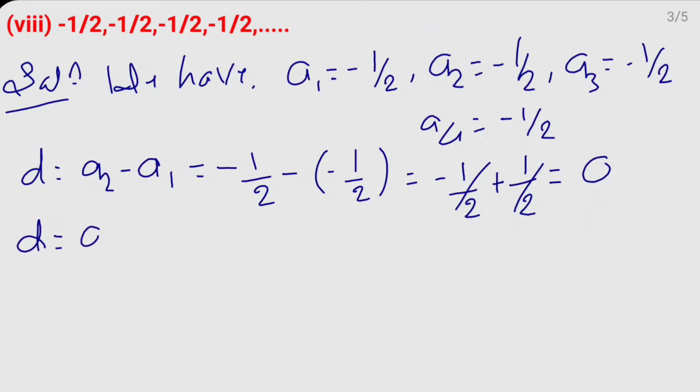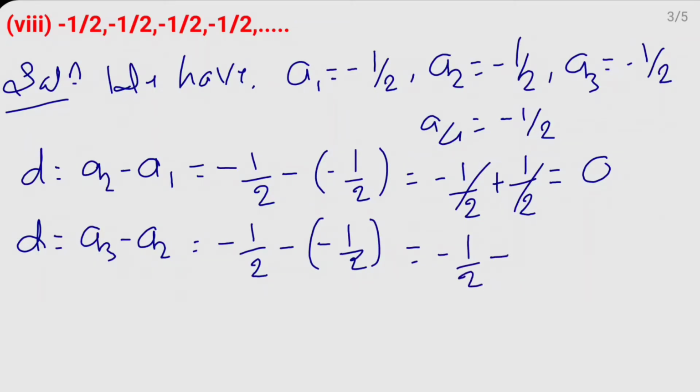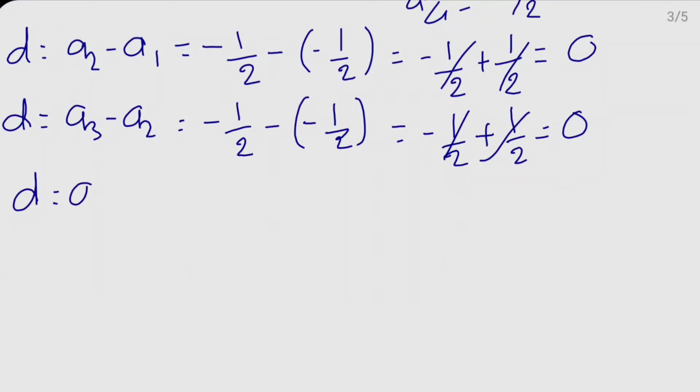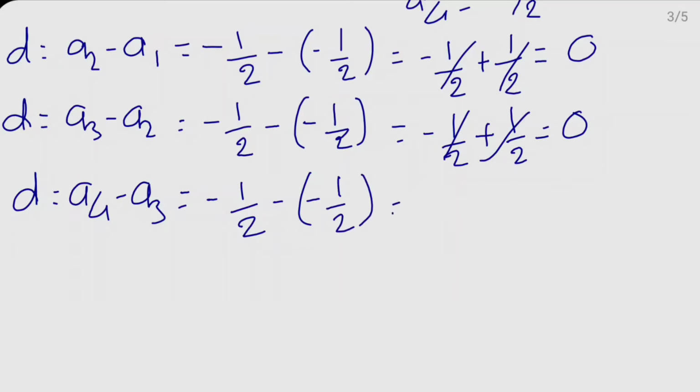Next, D is A3 minus A2. A3 is minus 1 by 2 and minus A2 is minus minus 1 by 2. So these two get cancelled, we got here 0. Next, A4 minus A3. Here A4 is minus 1 by 2 and minus A3 is also minus minus 1 by 2, here 0. So look here, D is a constant. Therefore the given numbers are in an AP.